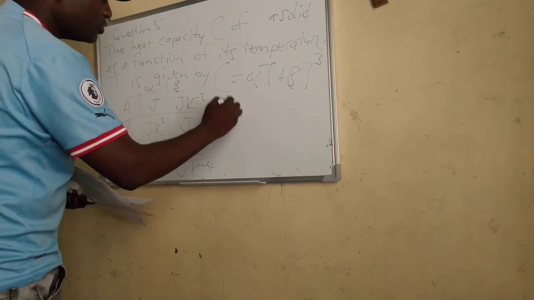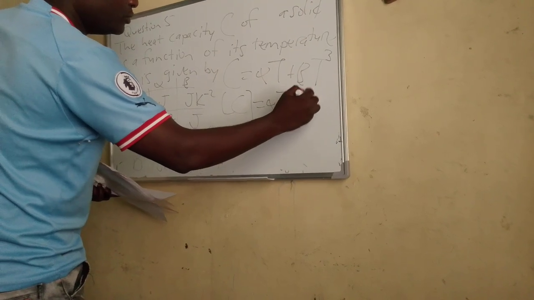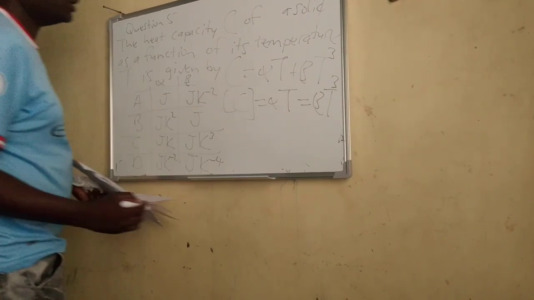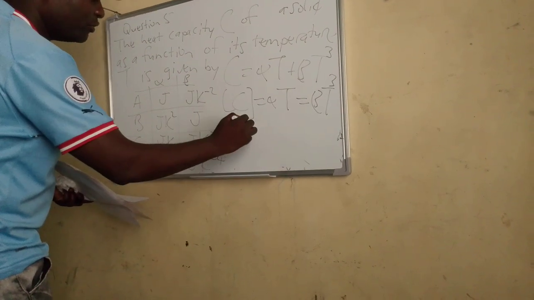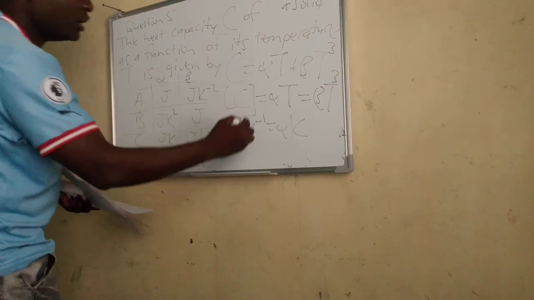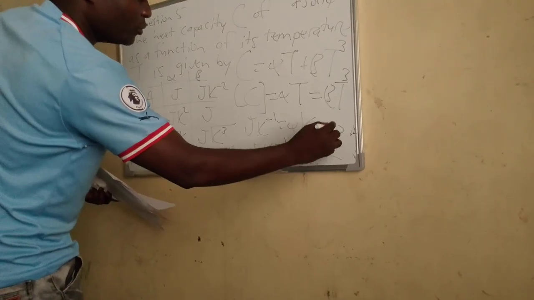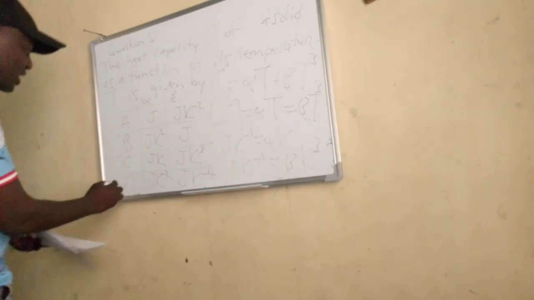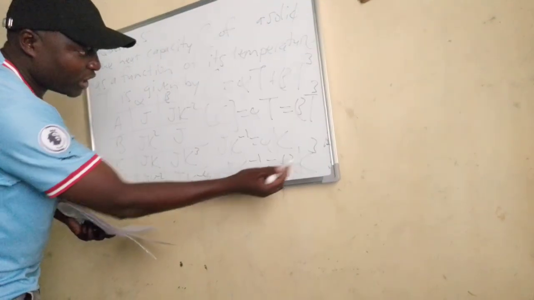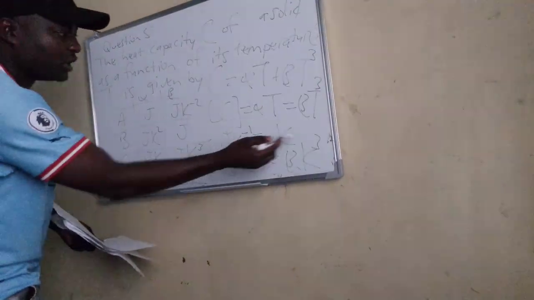So this is a homogeneous equation. So alpha T is identical in units to beta T cubed. The heat capacity is in joule per kelvin. So if we equate, alpha will be joule per kelvin squared. Then if we equate joule per kelvin to beta K cubed, beta will be in joule per kelvin to the power 4. So the answer to number 5 is D.